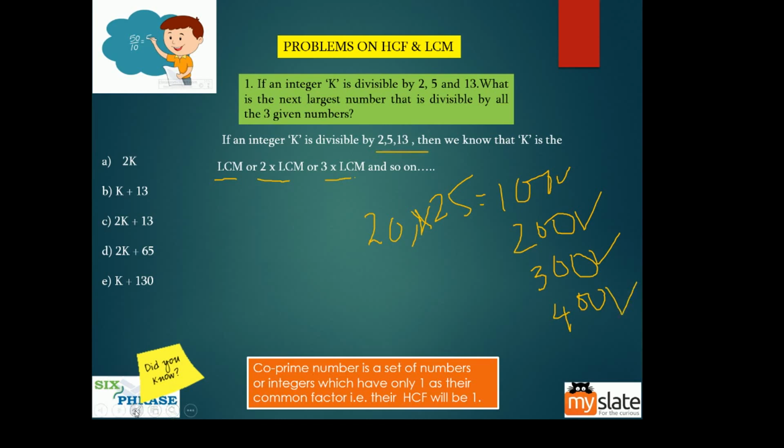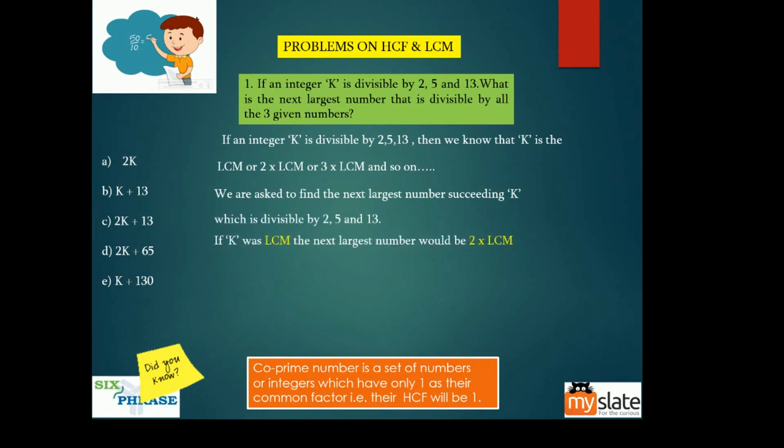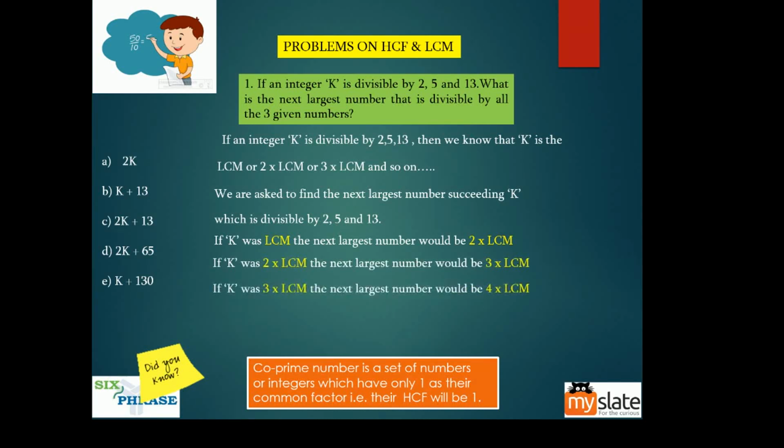We are asked to find the next largest number succeeding k, which is divisible by 2, 5 and 13. So, if k was LCM, the next largest number would be 2 into LCM. If k was 2 into LCM, the next largest number will be 3 into LCM. If k was 3 into LCM, the next largest number would be 4 into LCM, and it goes on infinitely.